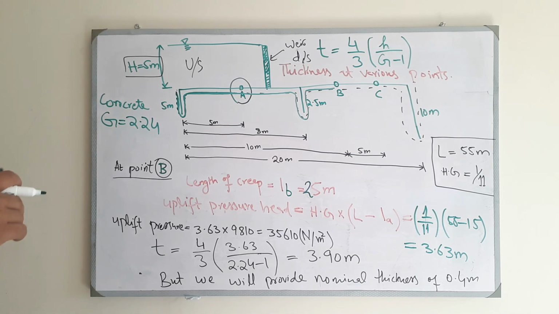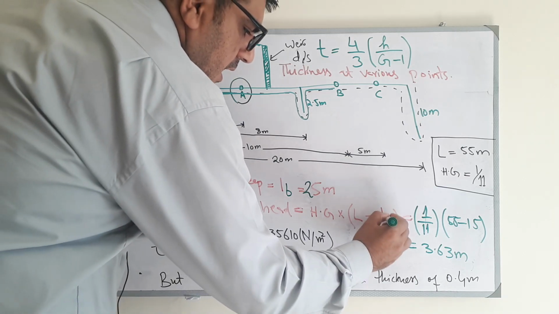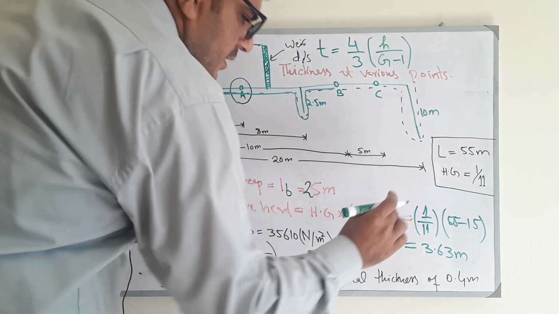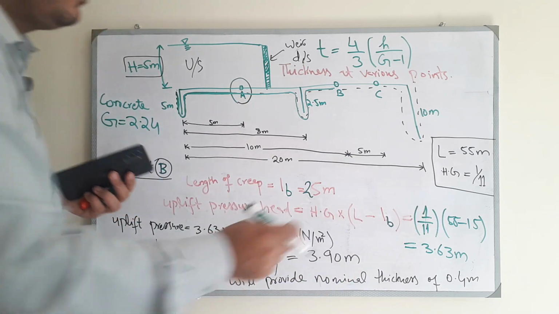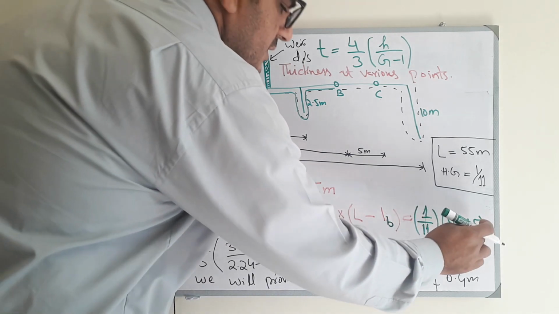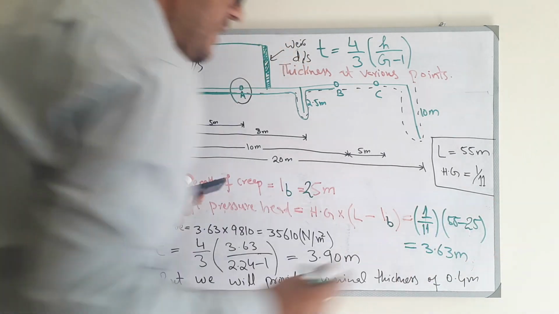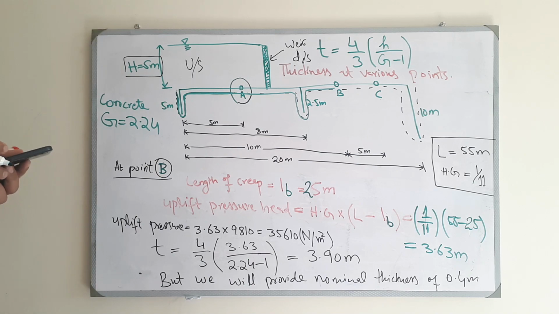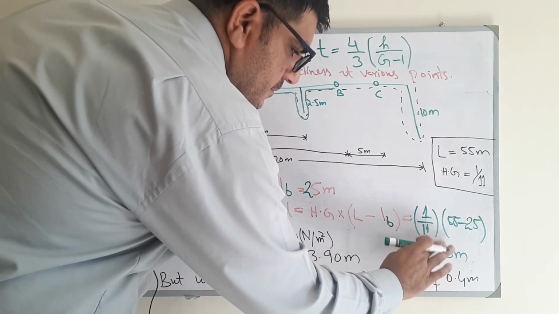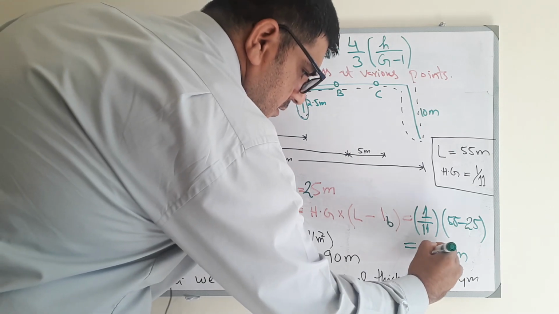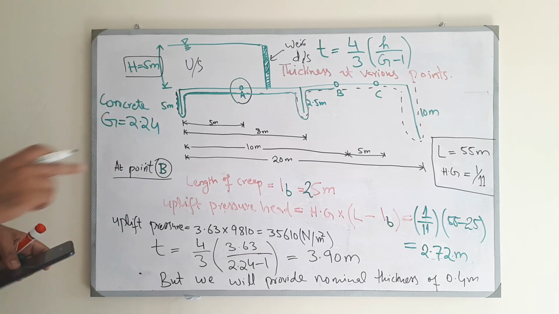So now, in case of uplift pressure head, here it will be now IB. So our average hydraulic gradient will remain constant. So total creep length will remain constant, and here it will be now 25. So our answer will be now, in case of point B, 2.72 meter. So this is our uplift pressure head at point B.